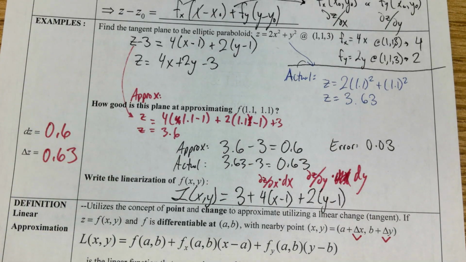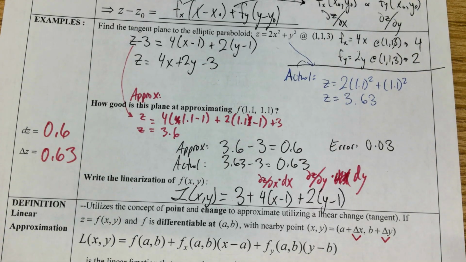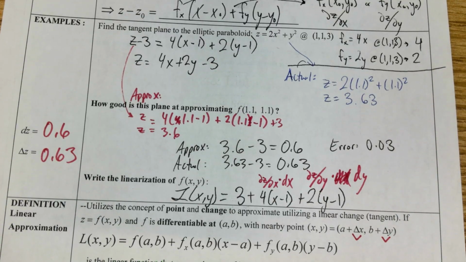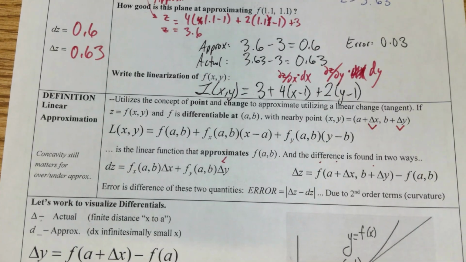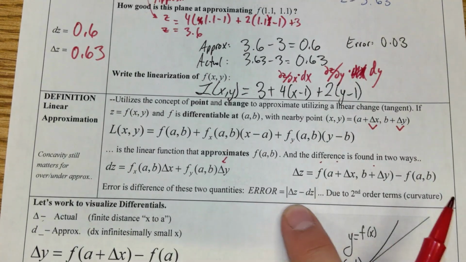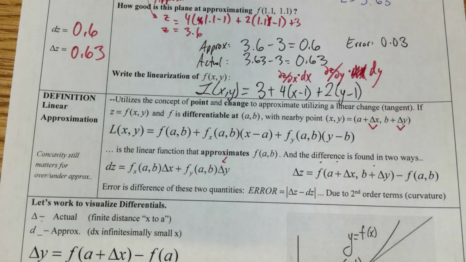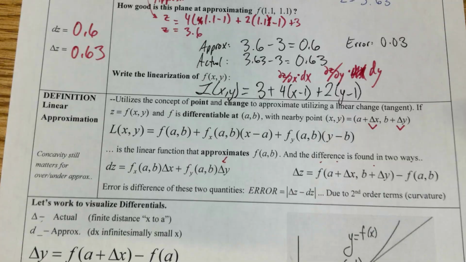Now, that change can depend on concavity. One could be greater than the other. And honestly, as we get closer and closer to that tangent point, the change is negligible. They're basically equal. And last but not least, error would be the difference between these two. And that error is due to the line curving, which is from second order or higher terms, the curvature of the thing.